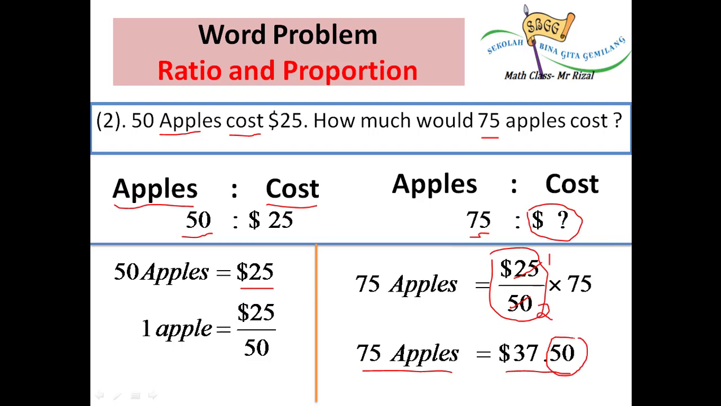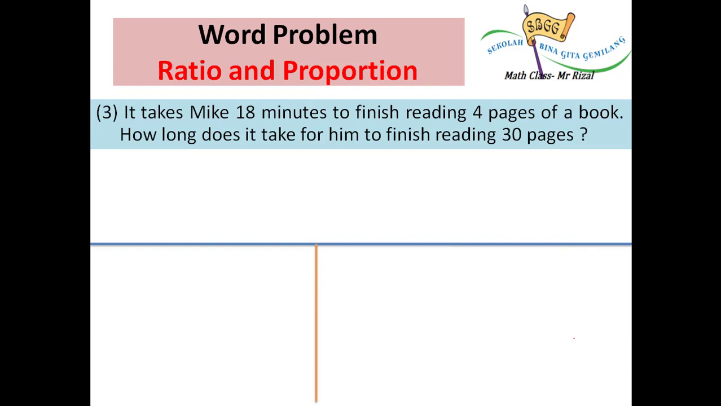I continue. Number 3. It takes Mike 18 minutes to finish reading 4 pages of a book. How long does it take for him to finish reading 30 pages? The first step, label them. I label it with time and pages. So I don't use minutes, I use time. But you can change the time to minutes.